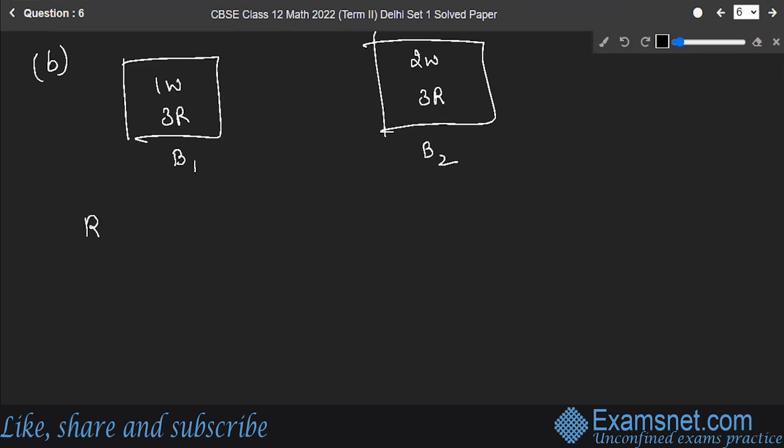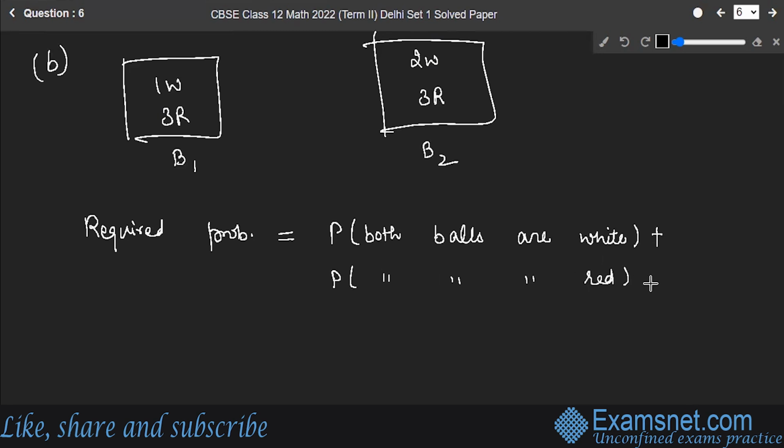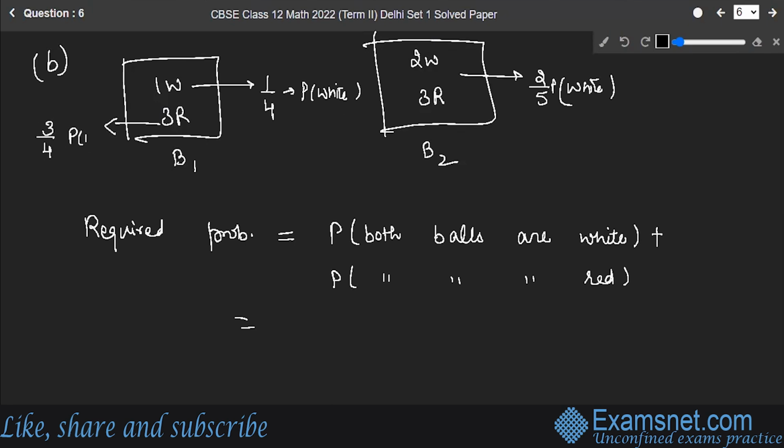So what probability you want, required probability is equal to probability both balls are white plus the probability both balls are red. Correct. So what is the probability that both balls are white? There is 1 by 4 chance of getting the white ball, and over here, there is 2 by 5 probability of white ball. Similarly, for the red balls, this is 3 by 4 probability of getting a red ball, and over here you have 3 by 5 probability of getting the red ball.